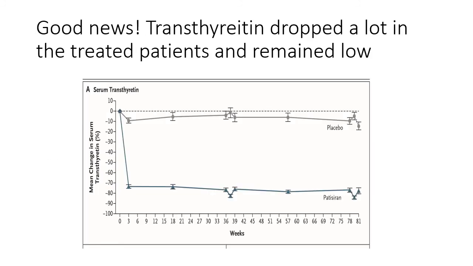So here's the results of the study. The transthyretin did drop a lot in treated patients and remained low over the course of 81 weeks, which is kind of impressive. So we're measuring the amount of serum transthyretin, which is to say we're measuring the protein, and in the untreated people, the people given the placebo, of course, the levels in the serum didn't change, but the people given the Patisiran, within a very short amount of time, the amount of circulating serum transthyretin plummeted in exactly the way one might hope and remained low for the duration of the study.